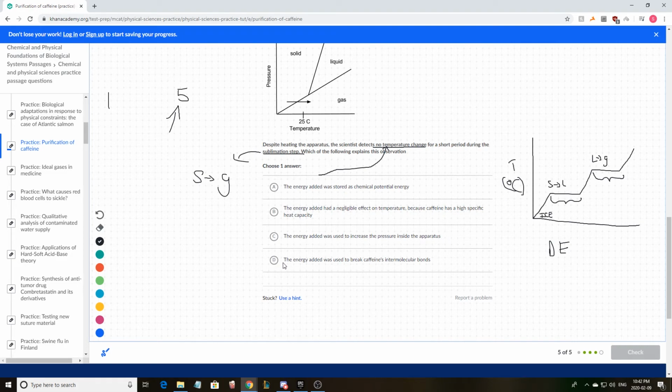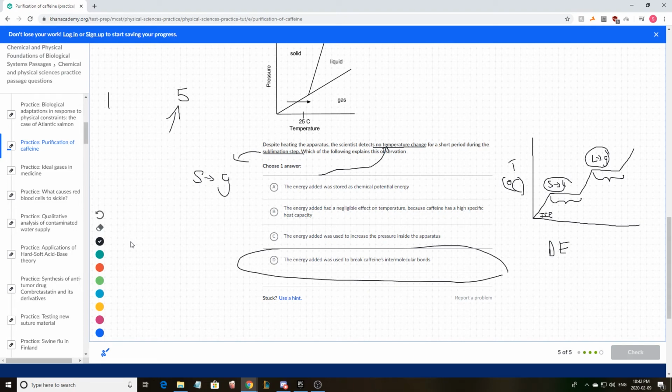And the last option states the energy added was used to break caffeine's intermolecular bonds. Now this is an interesting option. I talked a lot about changes in phase, going from solid to liquid, liquid to gas. What actually happens on the chemical level when there's a change in phase? Well, in order for there to be a change in phase, intermolecular bonds need to be broken, and then they need to be reformed in a different way.